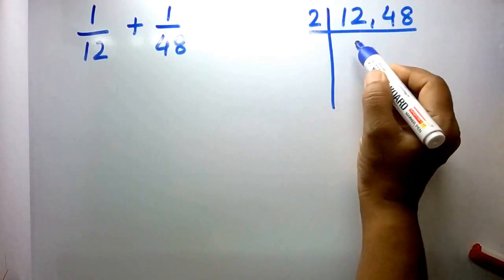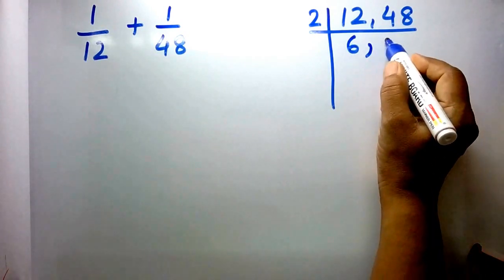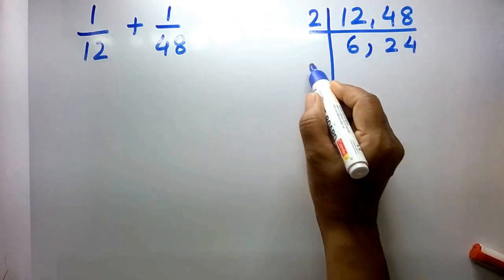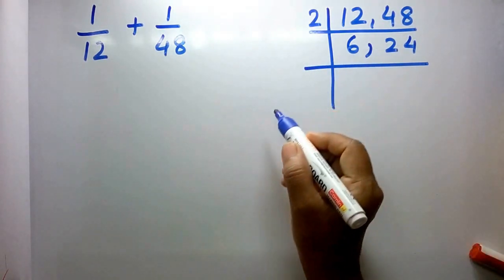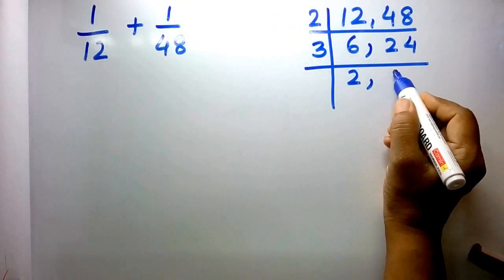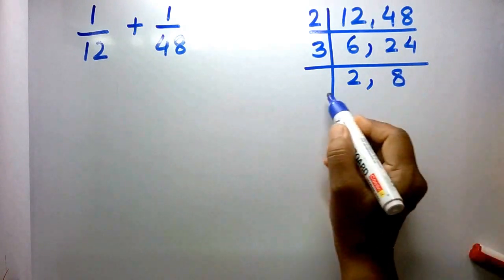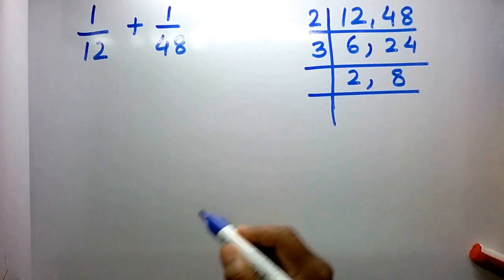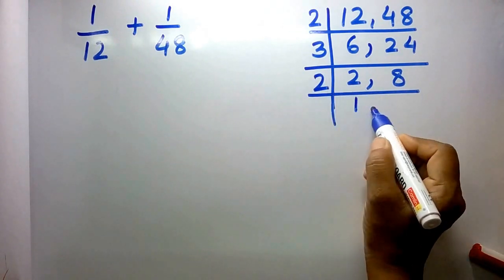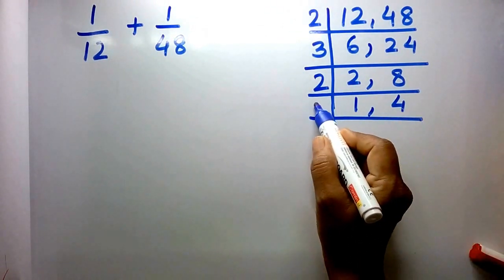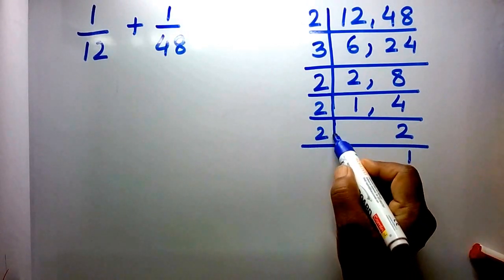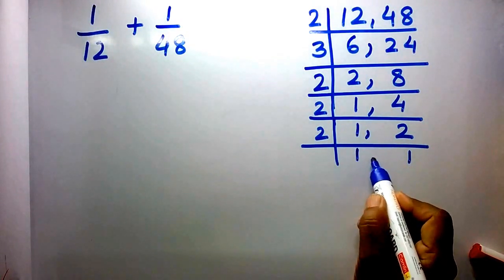So start with 2. 2 6s are 12. 2 2s are 4, 2 4s are 8. Then both of them come in the 3 table. 3 2s are 6, 3 8s are 24. Both of them come in the 2 table. Start with 2. 2 1s are 2. 2 4s are 8, 2 2s are 4, and 2 1s are 2. All other 1s you can write as they are.